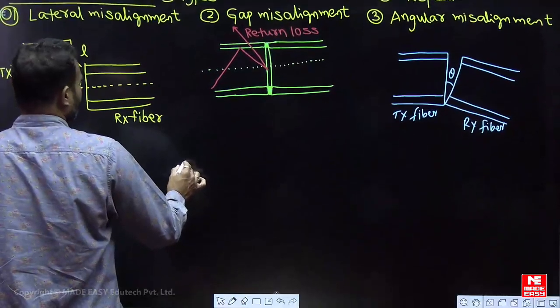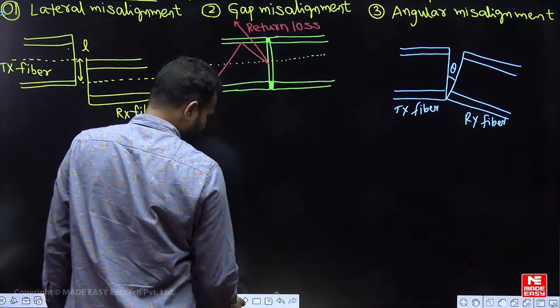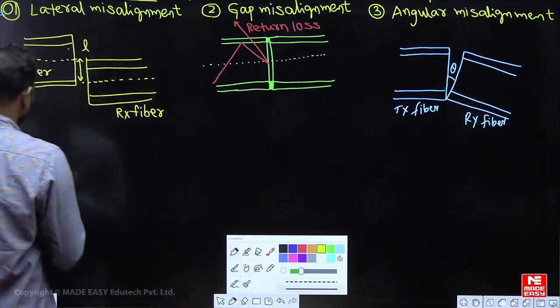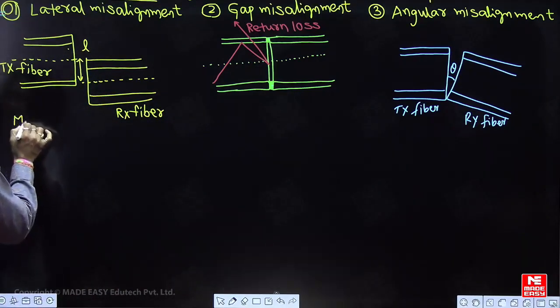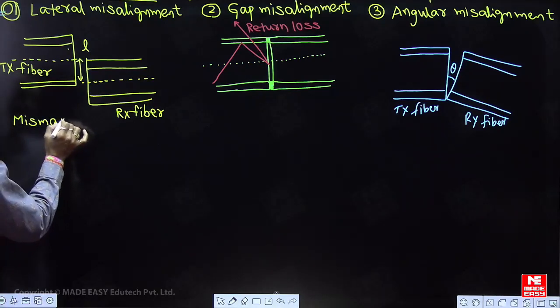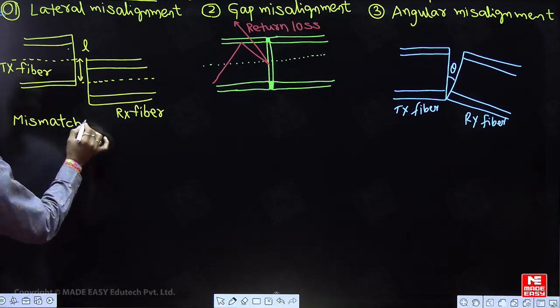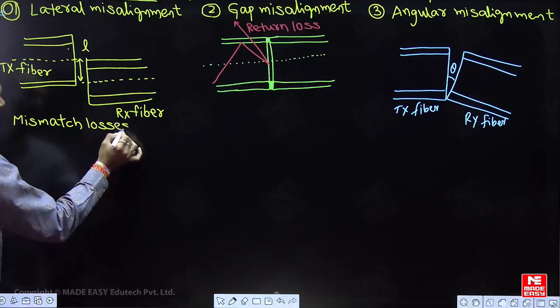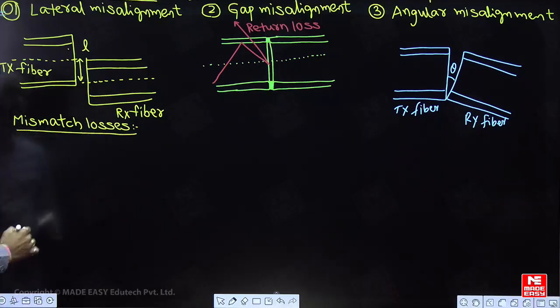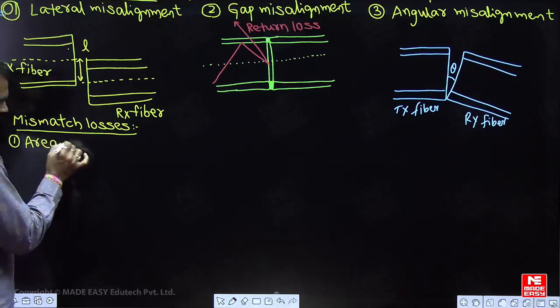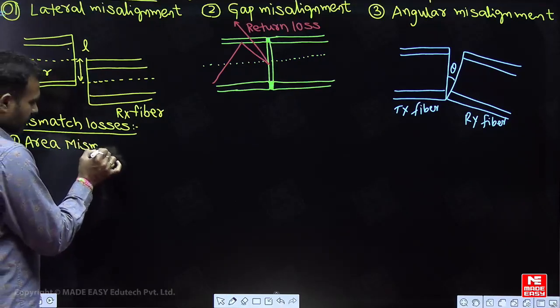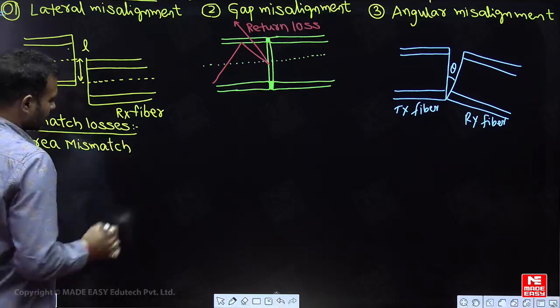I am talking about the mismatch losses. So, dear students, concentrate on the mismatch losses. Very simple, you will understand the concept very easily. Mismatch losses. So, when you talk about the mismatch losses, the first point I want to tell you here is area mismatch. We will talk about the area mismatch.